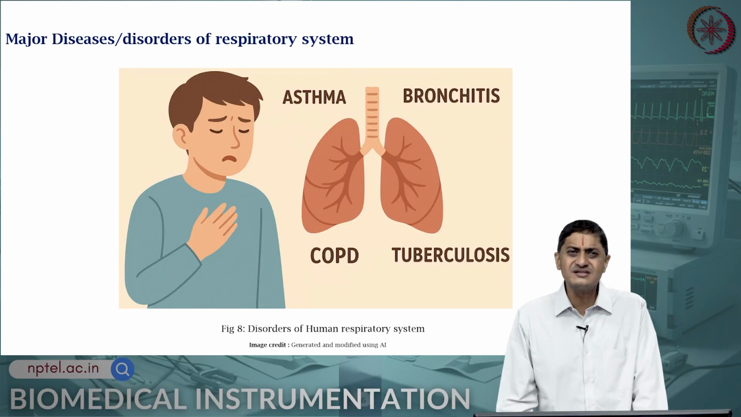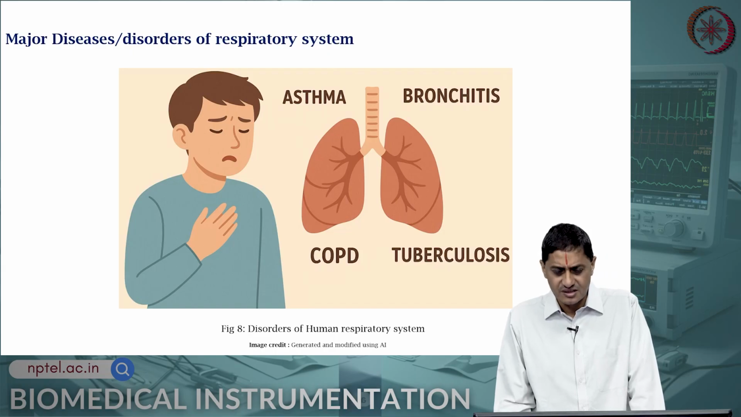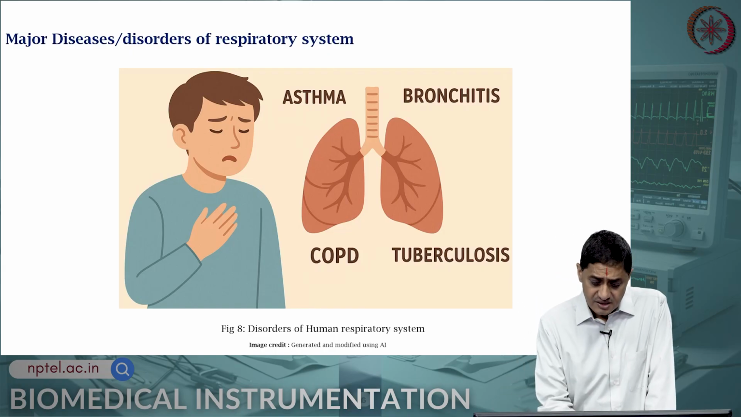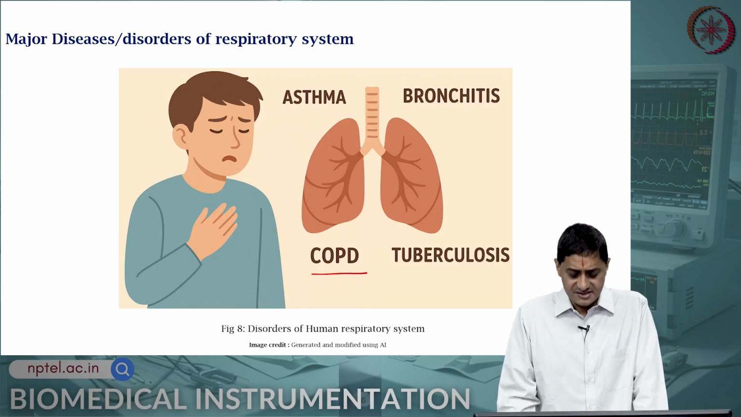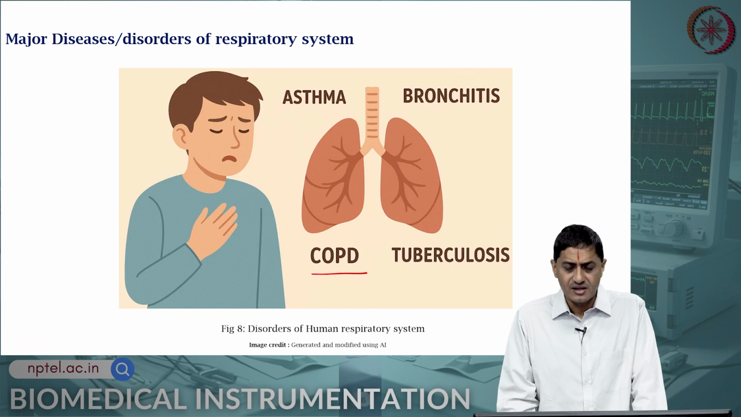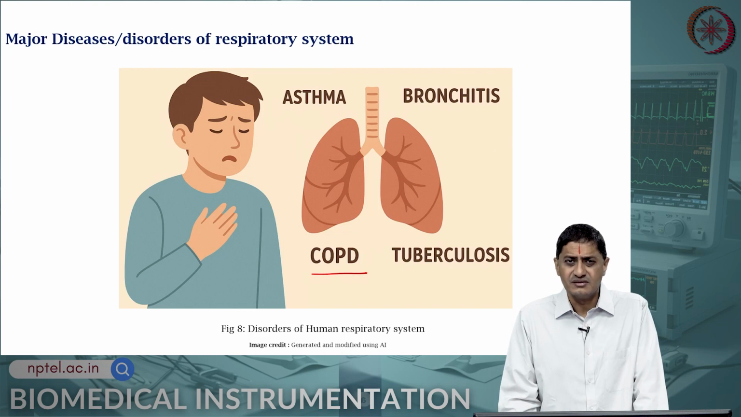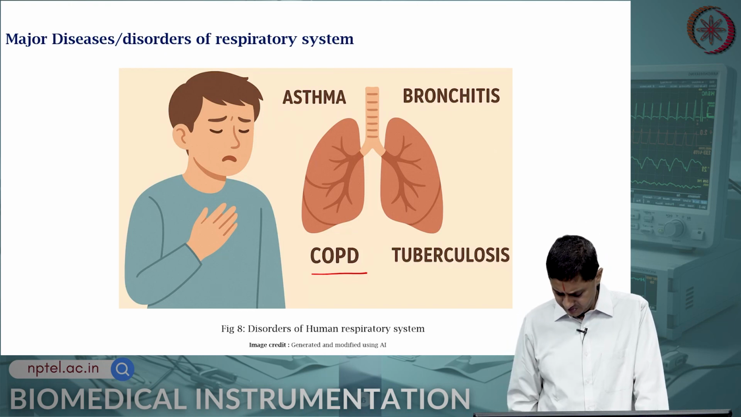What are the major disorders of the respiratory system? One is chronic obstructive pulmonary disease. Tuberculosis is another disorder. Chronic or allergic bronchitis and asthma, these are the major disorders of the respiratory system that can affect the performance of the respiratory system.